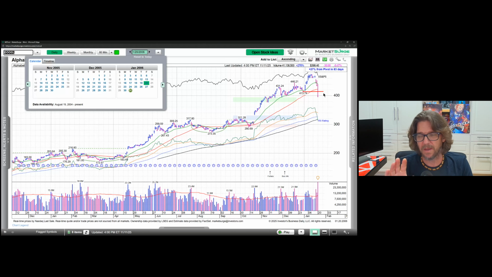There's no gray. Some things there's gray, some things there aren't. There is no gray there. That is a broken ascending base. What was forming an ascending base is now broken. You don't know what to expect, even though it's the great Google. Let's see what happens.